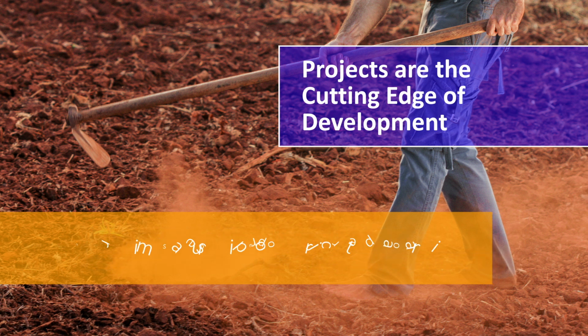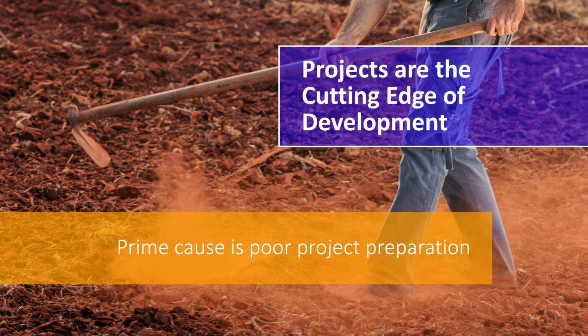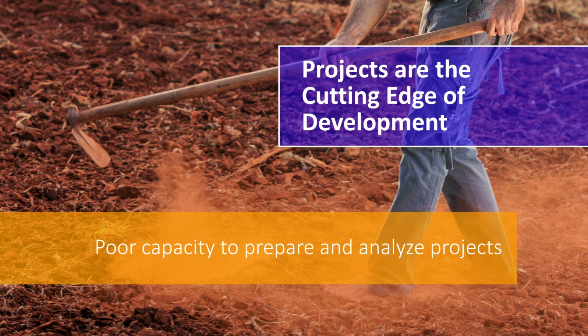Sometimes we see that we are not able to achieve the objectives or goals of development programs or particular schemes, and the major cause for this is the poor preparation of projects. We are not able to prepare good projects, sound projects. This is the prime cause why we are not able to achieve the goals of development programs or policies. Generally, we see we don't have the proper skills to prepare and analyze projects, so the capacity of our human resource base to prepare and analyze projects is poor.